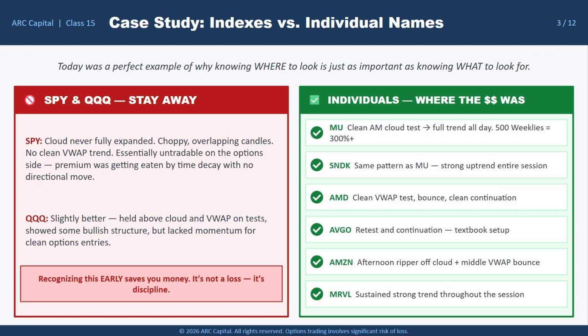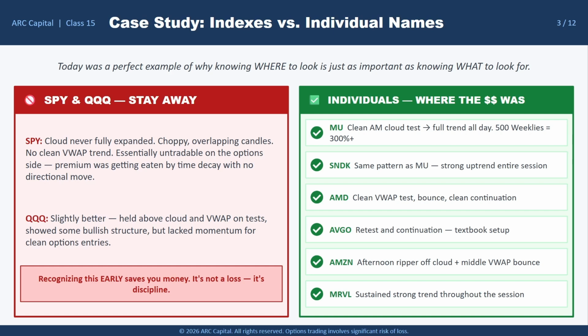Yeah, for sure. So today was a perfect example of why knowing where to look is just as important as knowing what to look for. So today, SPY and QQQ gave us the stay away signal, right? SPY, the cloud never fully expanded, was just choppy, overlapping candles, up, down. No clean VWAP trends, no clean cloud trends, right?